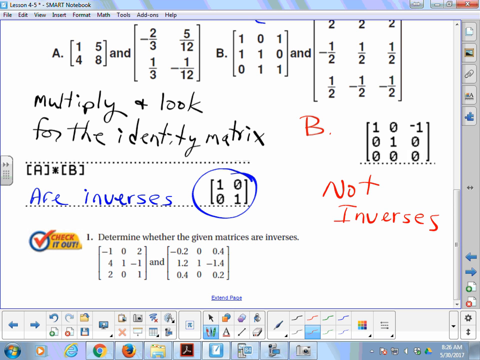All right, so for A, we did get the identity matrix where we get just ones on the diagonals. For B, we do not just get the ones on the diagonals, so those are not inverses. So that's the easiest way to check to see if they're inverses. Multiply them and see if you get just ones. Everything else should go to zero.